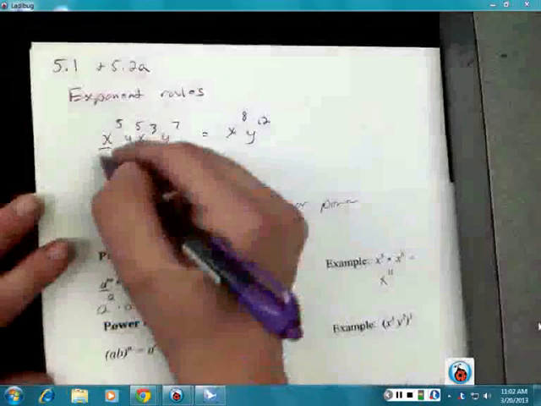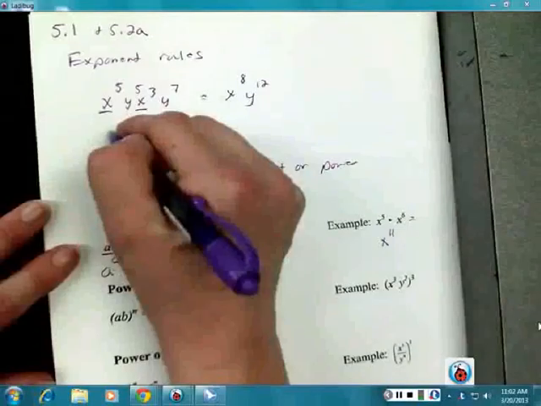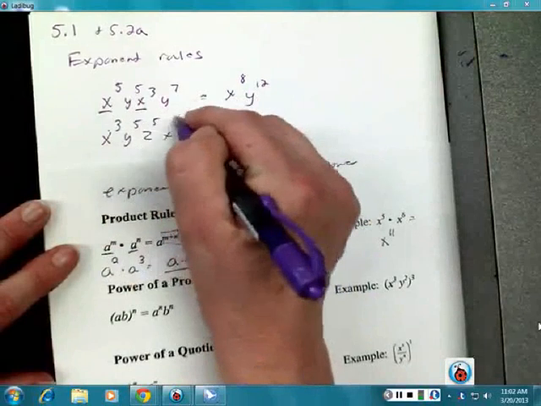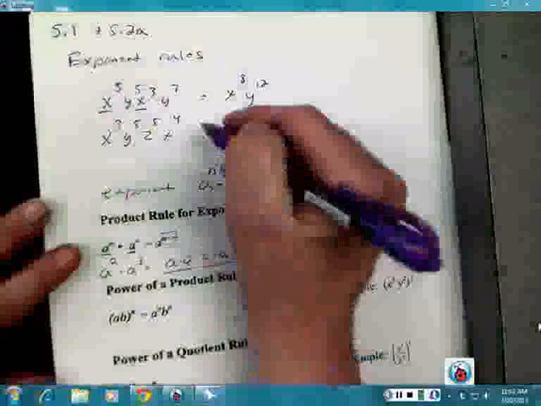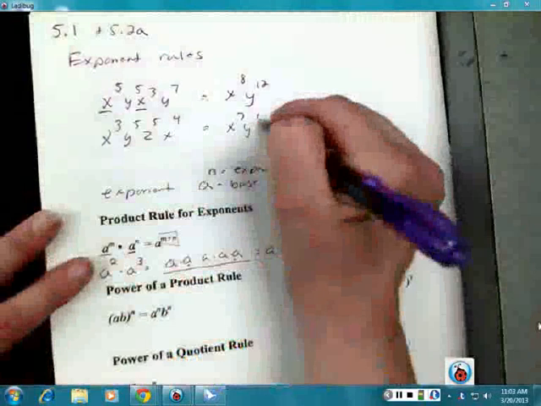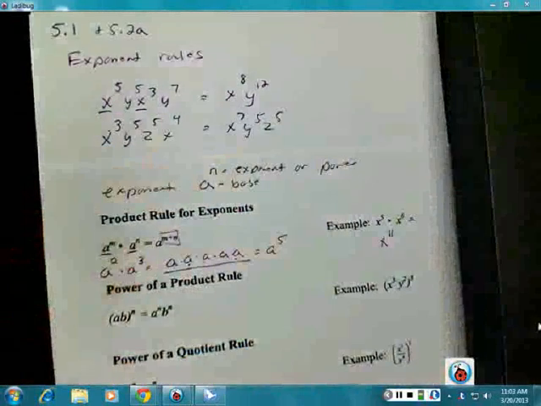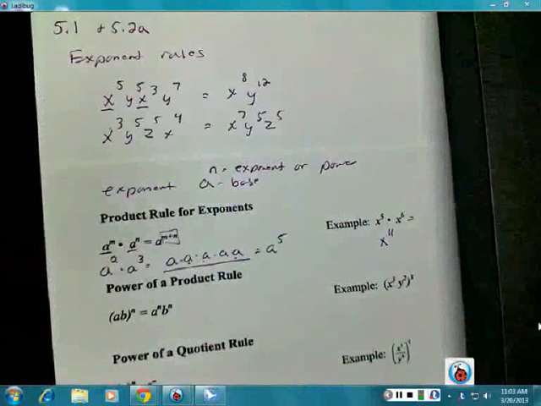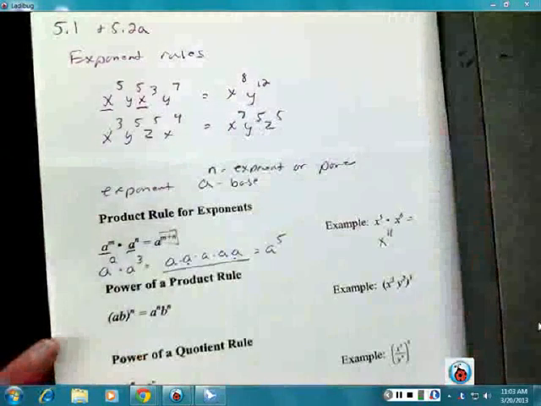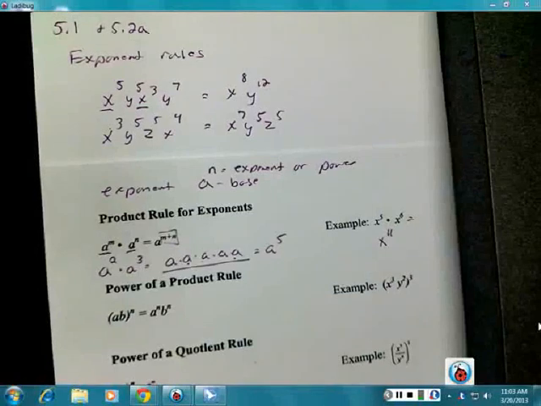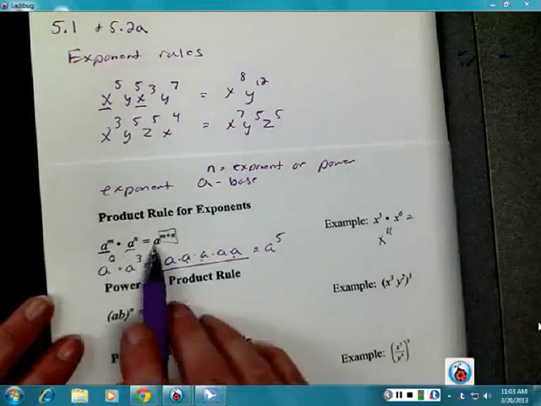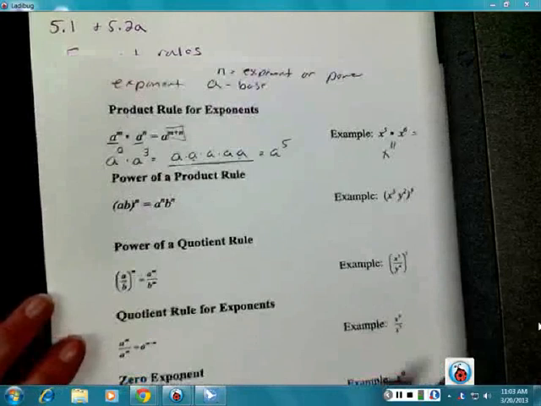So if you had this one, for instance, x to the 3rd, y to the 5th, z to the 5th, x to the 4th, what would my answer be? X to the 7th, y to the 5th, and z to the 5th. Perfect. I can't put y and z together because they're different bases. They're as different as night and day, so I can't combine those at all. And so that ends up being my solution to that one. So you got that one down, you think? Just add them together, see what you come up with for those.